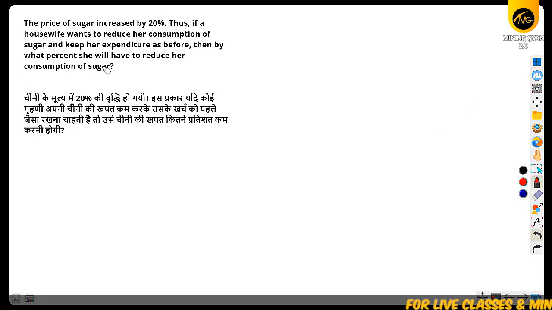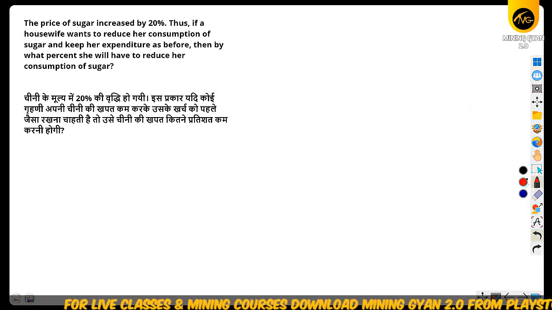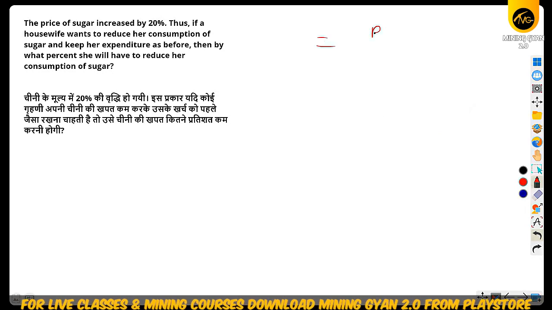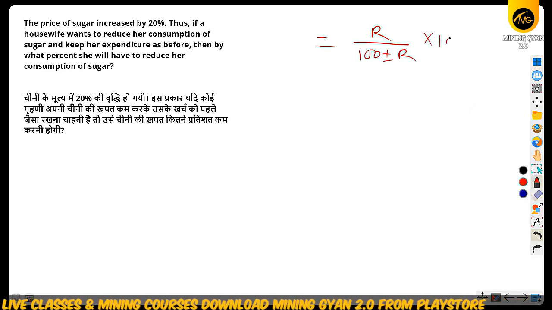So here, in this case, we are talking about reducing the consumption of sugar. Okay, so again you can use a similar kind of formula: R divided by 100 plus minus R, into 100.